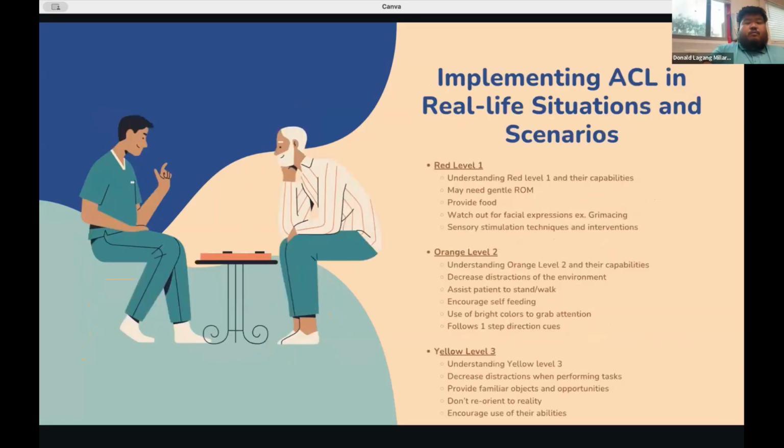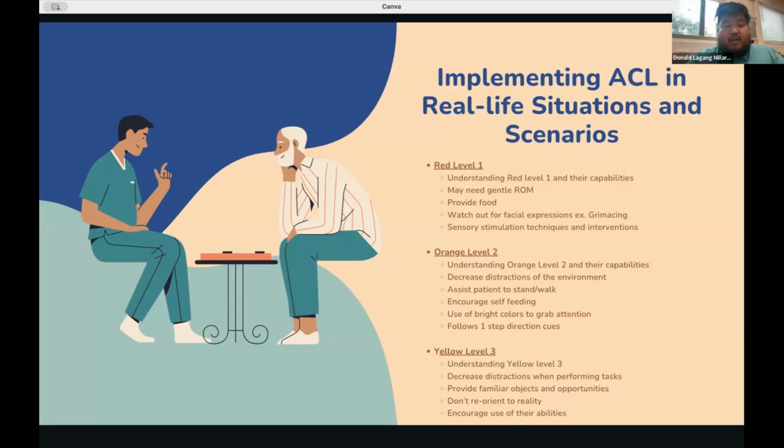All right, so we're talking about implementing the Allen Cognitive Levels in real life situations and scenarios, how therapists might use them in the real world. So obviously we've got to understand what level 1 was.